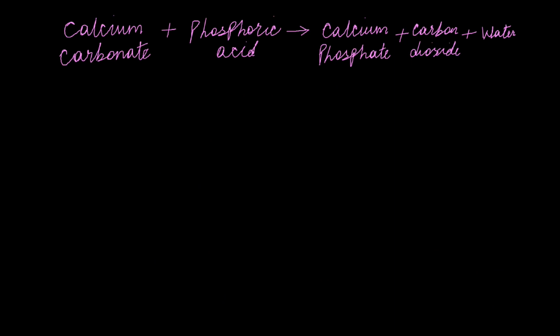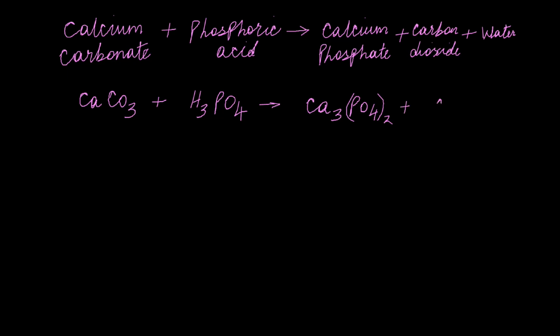Now first you must get the formula correct. If you don't get the formula correct, your balancing will never be possible. Okay? So calcium carbonate CaCO3 plus phosphoric acid is H3PO4 gives Ca3(PO4)2, okay, plus carbon dioxide plus water. Now let's balance this.